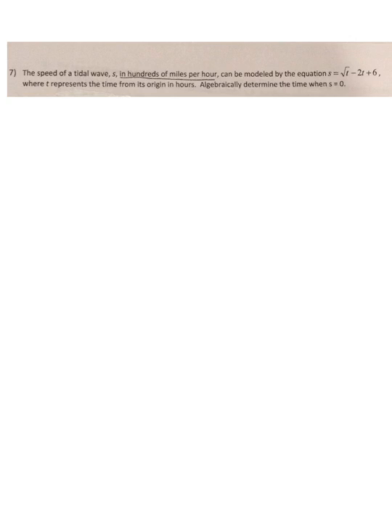It says the speed of a tidal wave, S. So speed is S, okay? The speed of a tidal wave, which is measured in hundreds of miles per hour, can be modeled by this equation. Remember, this S stands for speed, and it also says where T represents the time from its origin in hours. So T is time and S is the speed.